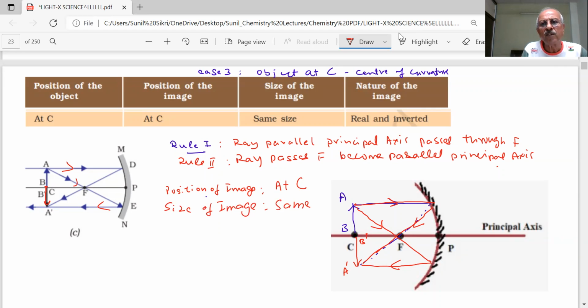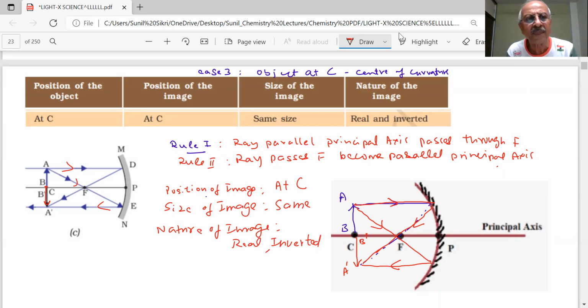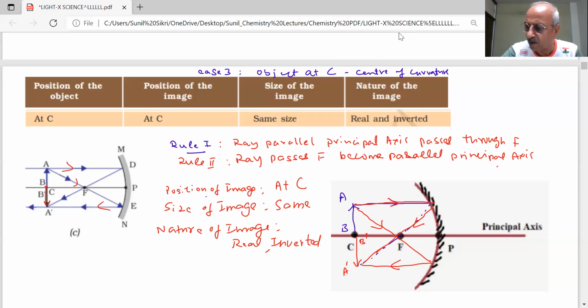In the exam, how easy it will become. What is the nature of the image? Real and inverted. Real images are inverted, virtual images are erect. Very good, student. See how effectively we can apply the rules. Note down everything. This question has been asked so many times in the paper. I will tell you tricks for ray diagrams. By using the rules, we can easily draw them. You will never forget them once you start drawing.